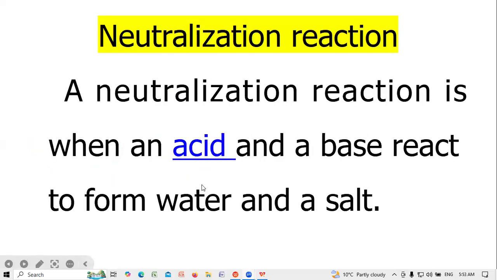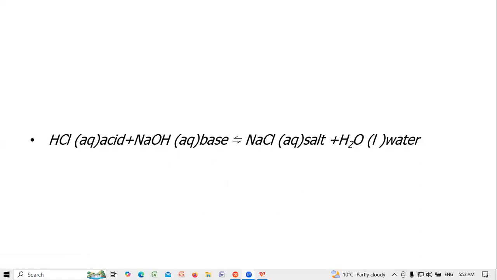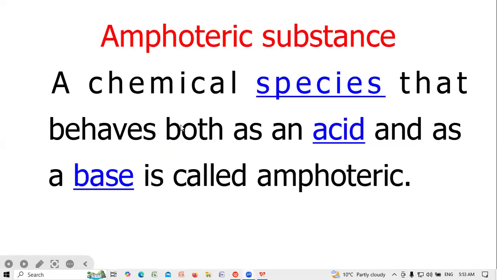Neutralization reaction. A neutralization reaction is when an acid and base react to form water and salt. For example, hydrochloric acid and sodium hydroxide react to produce sodium chloride and water.